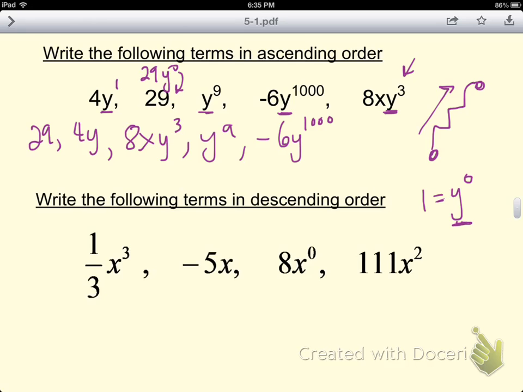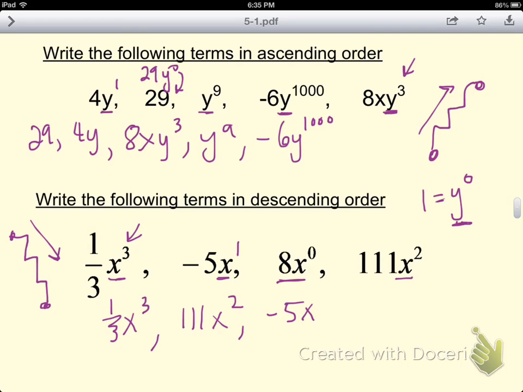Okay? If I were to write these in descending order, so descending meaning like going down the stairs, starting at the highest exponent and going down to the lowest, these all have x's, so we're going to focus on the variable x and the exponent on x. So we'd write 111x, we would write 1/3 x to the third, and then we'd write 111x squared, and then negative 5x to the first, and then 8x to the 0 power.